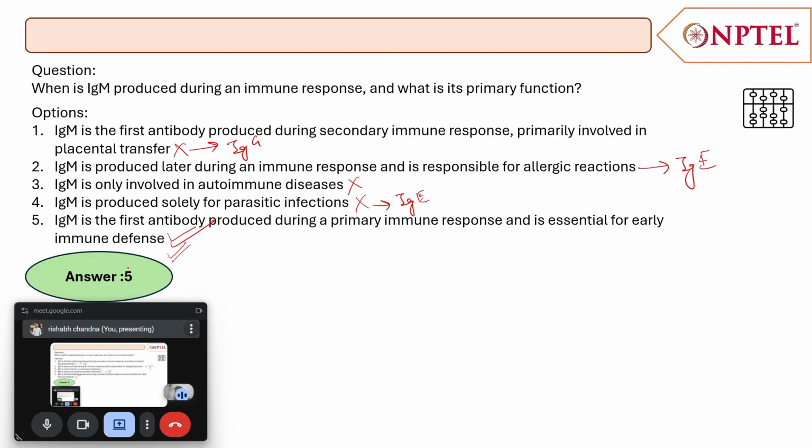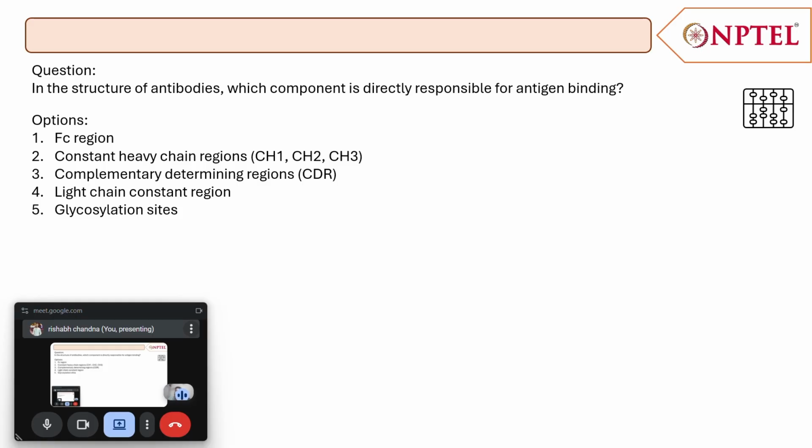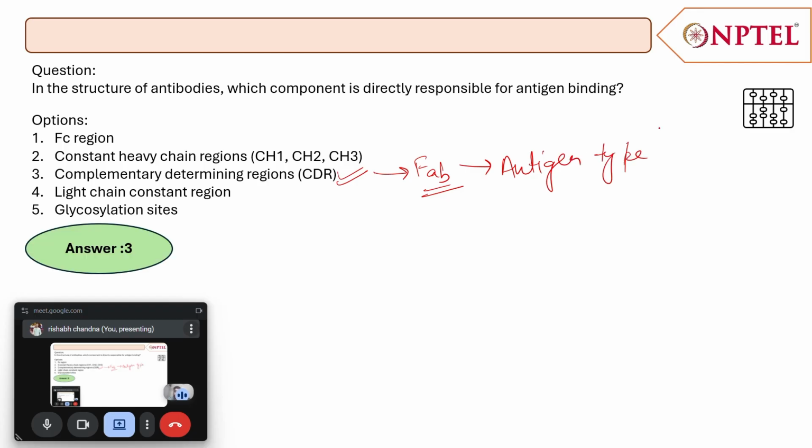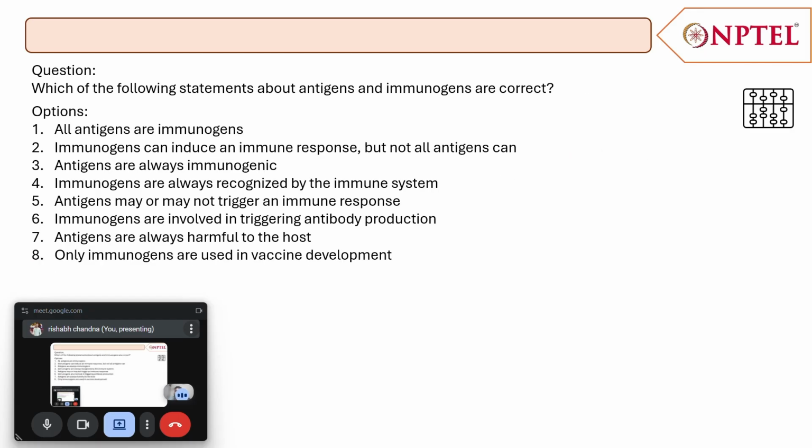Okay, in the structure of the antibodies, which component is directly responsible for antigen binding? So the correct option is the complementarity determining region, that is CDR. This is present in the Fab region, so that determines the antigen type. Okay, so the correct answer is option number 3. Let's move on to the next question.